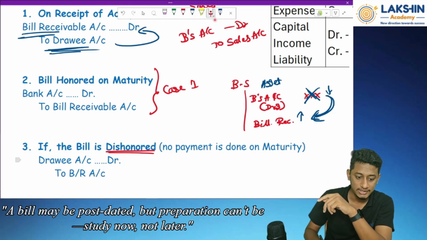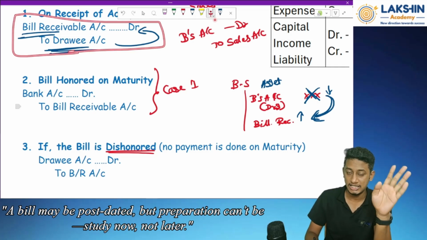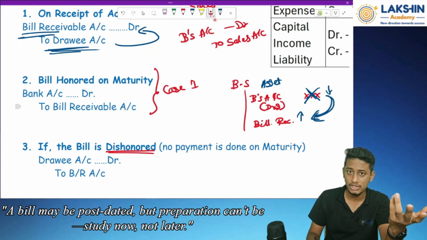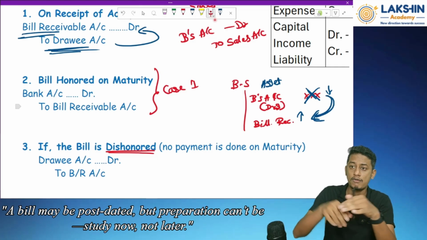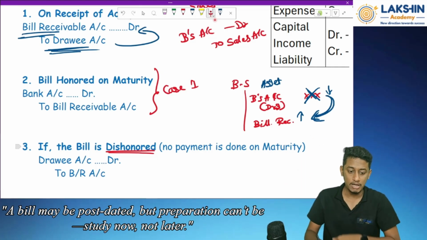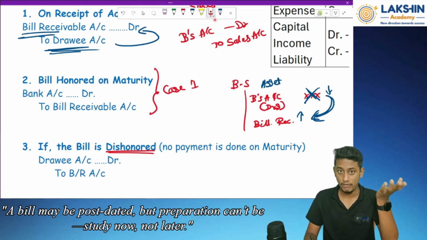Right? See, drawee's account is debited and bill receivable account is credited. So basically I am reversing the bill creation entry, whatever I have passed, I am reversing it right now. Because the bill is of no use now, because he is not making the payment. What will I do with a piece of paper roaming here and there? There is no use of paper. So now I am cancelling the entry by debiting drawee's account to increase its value.